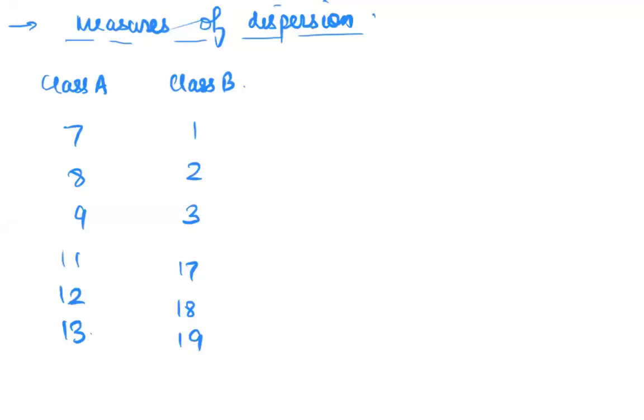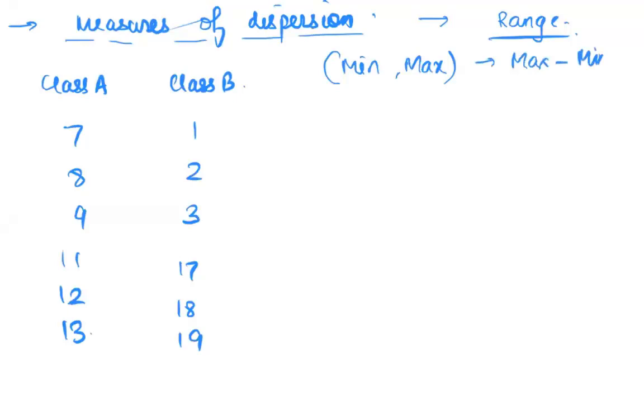Now, in that direction, we look at certain measures. The first one is range. Range, as the name indicates, is simply your min and max. You look at the min and max value and you compute max minus min. So obviously your mean and median for A and B are the same. It's 10 for this class, 10 for this class, 10 for this class, 10 for this class.